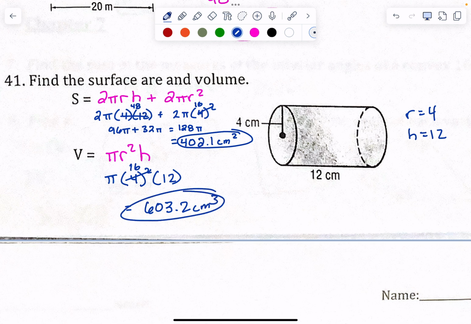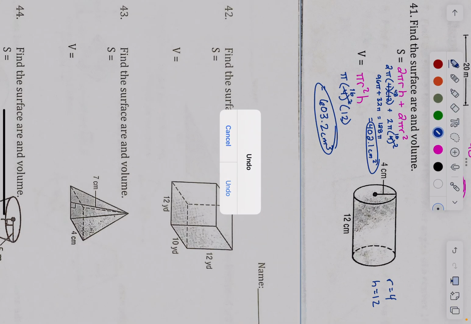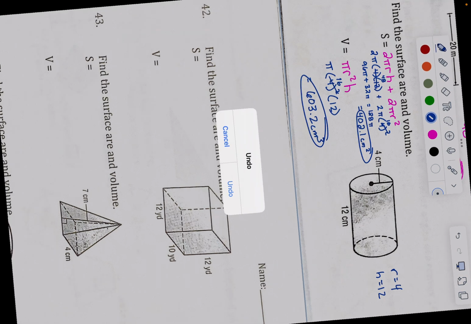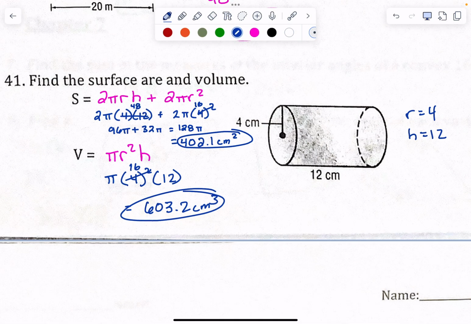Here's my question. Are you ready? Is your volume always bigger than your surface area? Not always. If you have a really inefficient shape, your volume can be smaller than your surface area. It's not a very good use of material if your volume is small and your surface area is big, right?